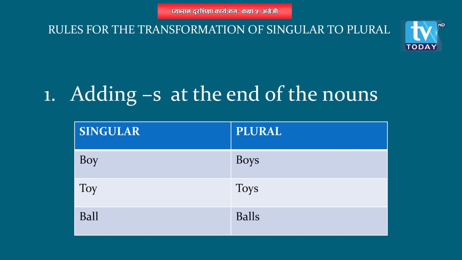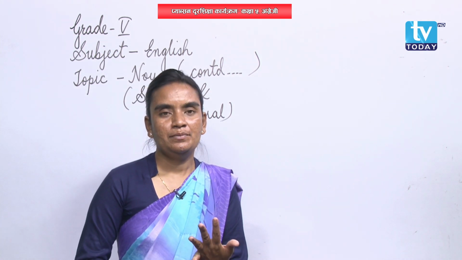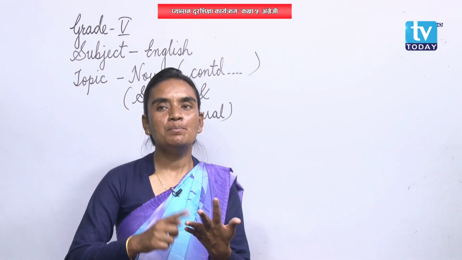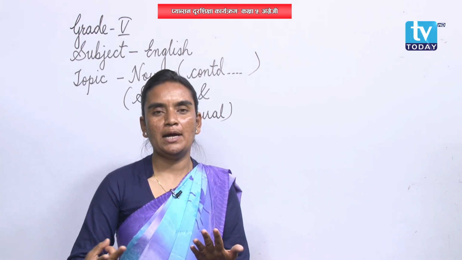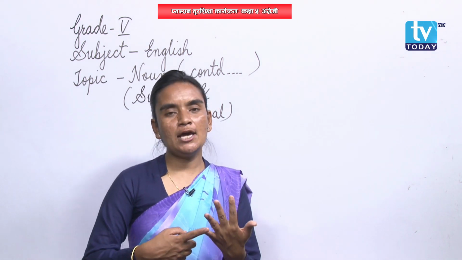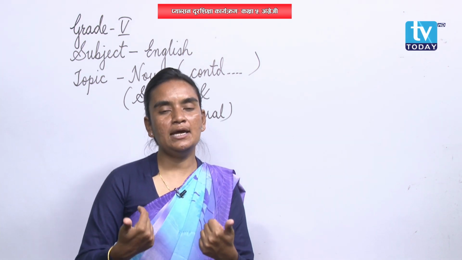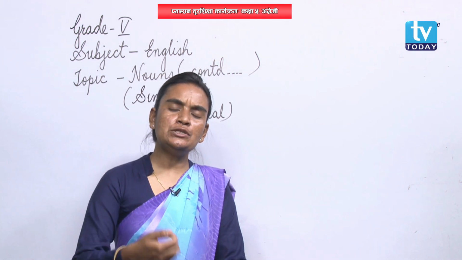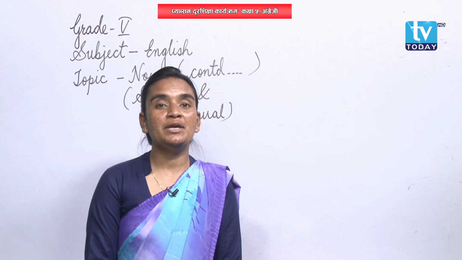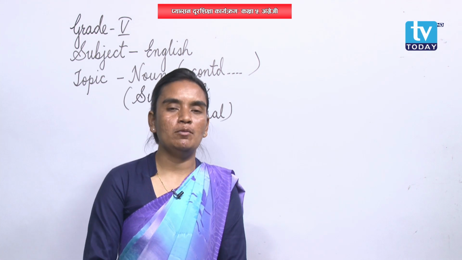By adding S, we can make the words into plurals or nouns into plurals. Bird, birds. B-I-R-D, bird, one bird. B-I-R-D-S, birds, many birds or 2 birds, more than 2 birds. Similarly, cat, cats, cow, cows, pen, pens, letter, letters. So more examples we can get. That is the first initial rule to be followed for finding the singular noun into their plural forms.